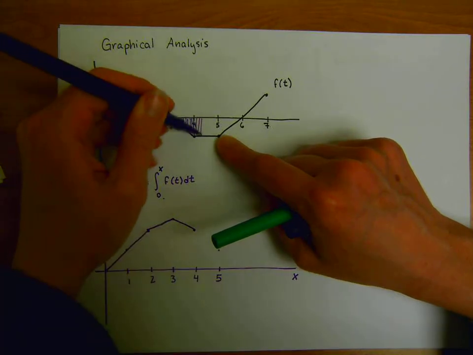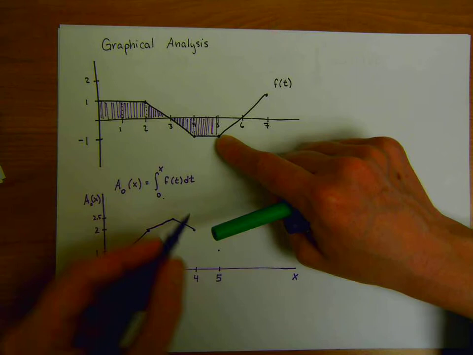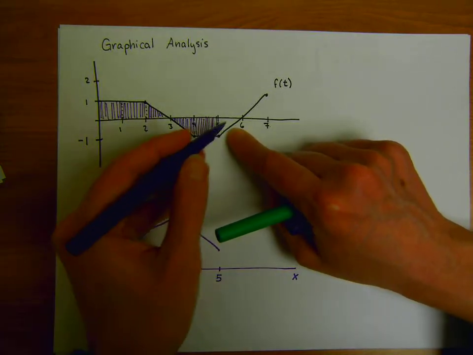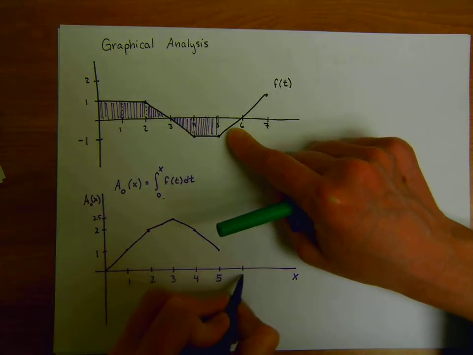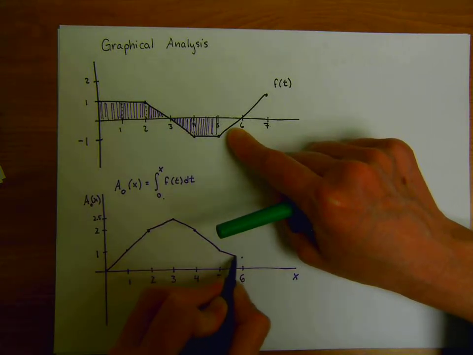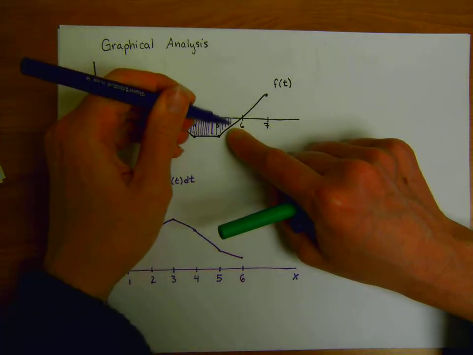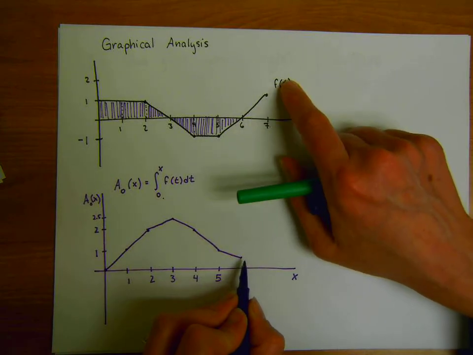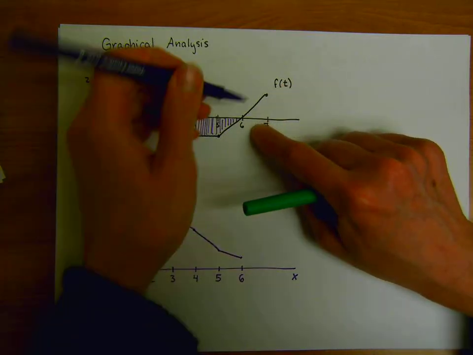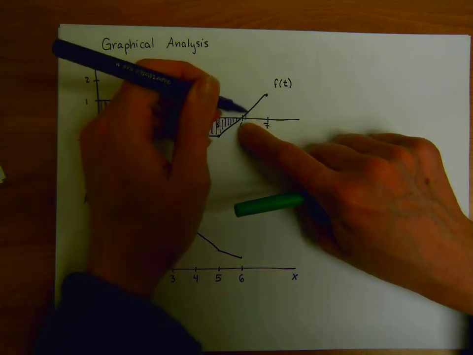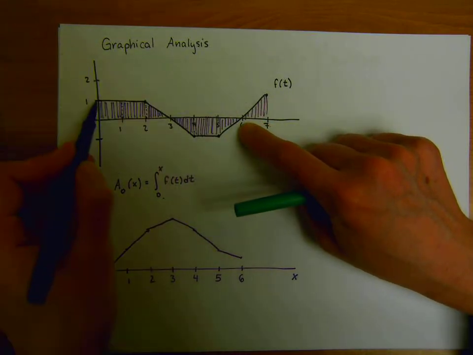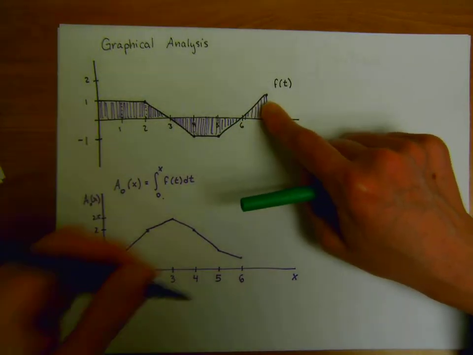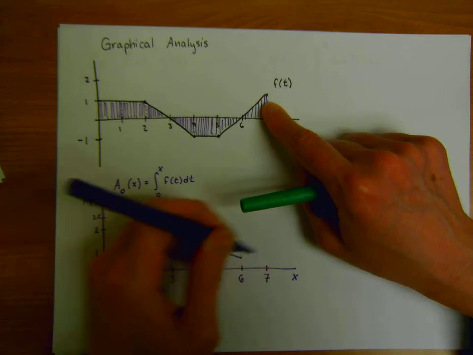because I'm accumulating negative values, areas under the x-axis, and then I decrease another half unit from 5 to 6. So increasing, but at a lesser rate. And then at 6, my function turns, and so this value, I guess it looks like it goes all the way from 6 to 7 and from 0 to 1 are its y values, so it goes up a half unit and stops.